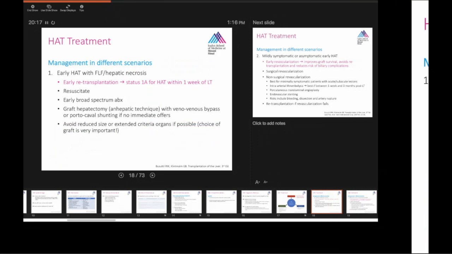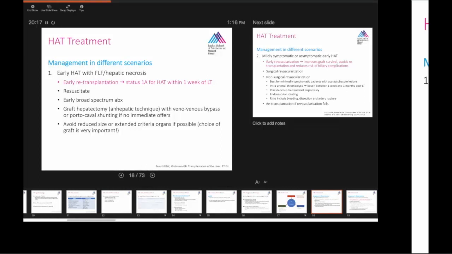Now, in managing HAT, as we talked about earlier, there are certain classic scenarios where HAT presents, and it's good to know what these scenarios are because the way you manage it is actually different based on these scenarios. So the first one is patients who get early HAT and then develop pulmonary liver failure necrosis. These patients are best served with early retransplant. In fact, if you have HAT that occurs within one week of transplant, you could list them as 1A.